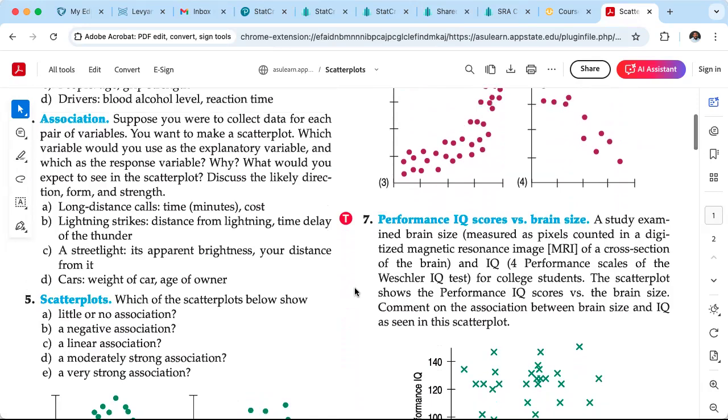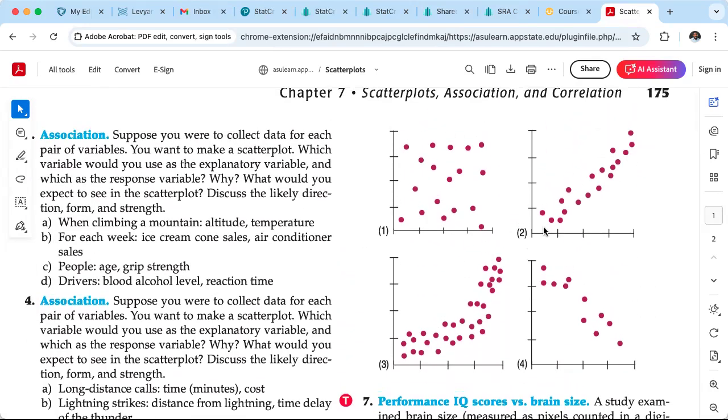And then a very strong association: 2, 4. Right? You see this one, when you try to draw it, it's thin. This one is also thin. Right? Let's get to question 7. I think we've done 7. Let's get to 11.